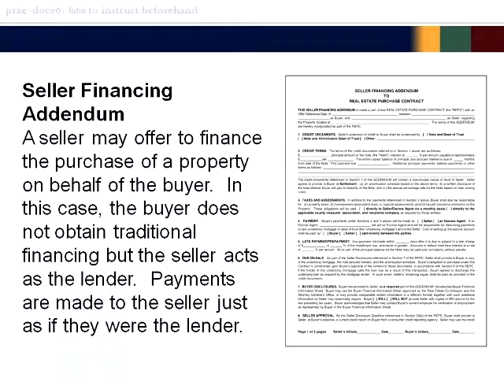Seller financing addendum. A seller may offer to finance the purchase of a property on behalf of the buyer. In this case, the buyer does not obtain traditional financing, but the seller acts as the lender. Payments are made to the seller just as if they were the lender.